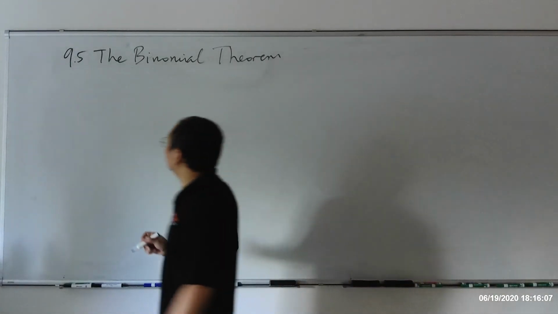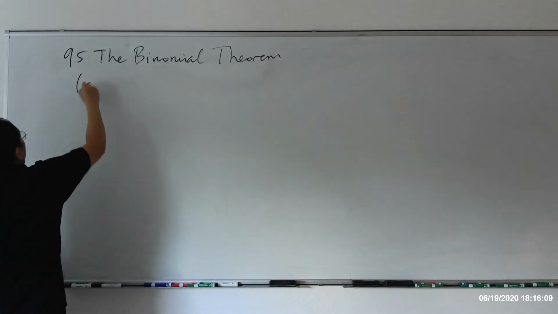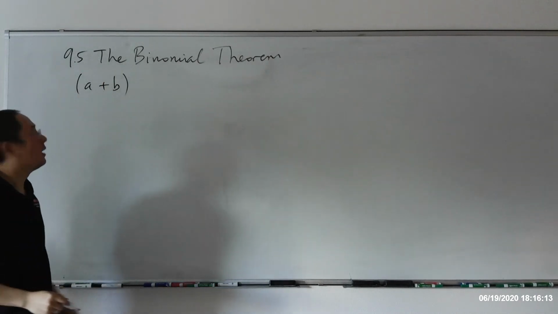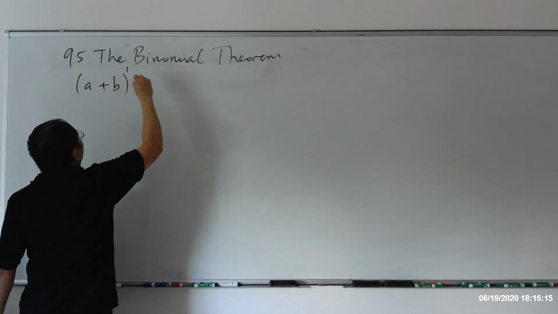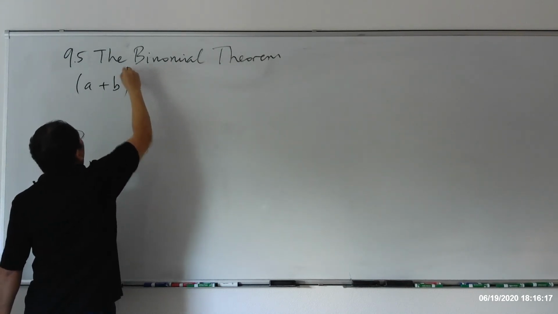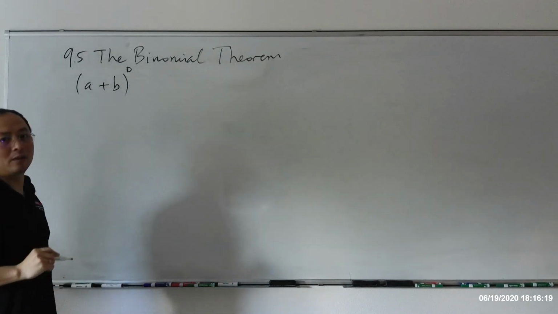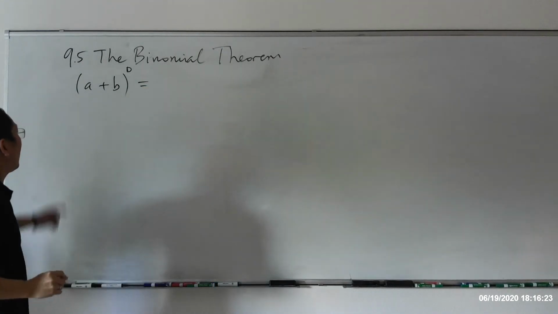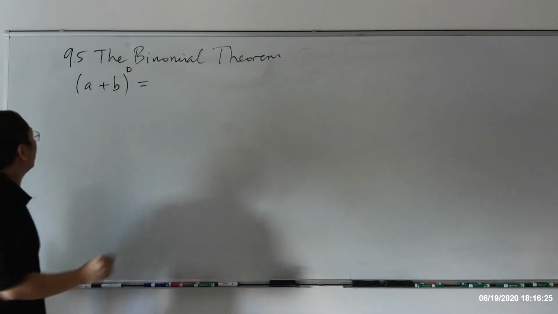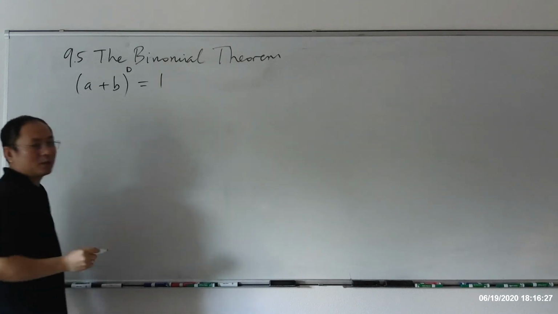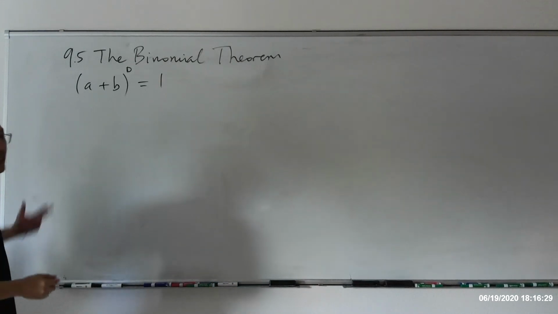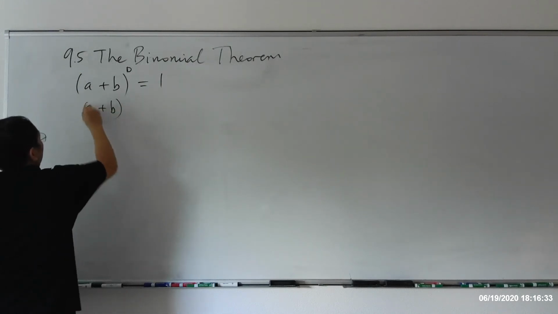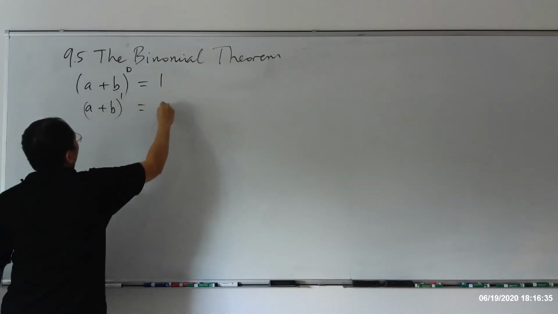So let's start with this. You've got, say, a plus b, where a is any number, b is any number. Start with a plus b raised to the 0 power. Assuming that a and b are not both 0, then it's equal to 1, right? Because we don't have 0 raised to 0. This is very trivial, by the way. Second case, a plus b raised to the first power. Of course, this is equal to a plus b.